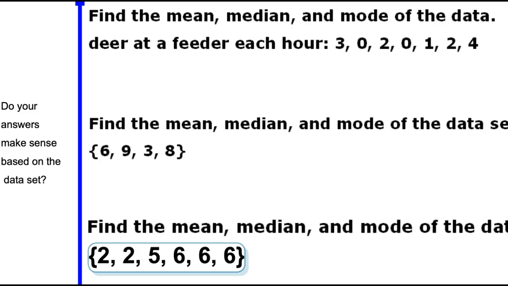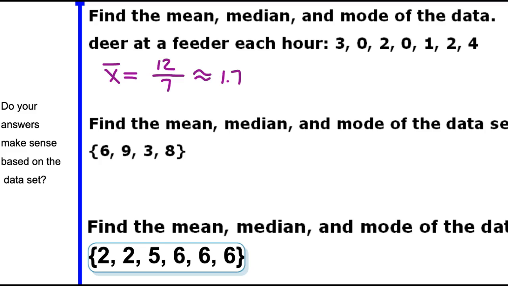Find the mean, median, and mode of this deer feeder data set for each hour. There are only 7 elements in this set. We'll show you how it's done, but normally this stuff is for bigger data sets than just 7 numbers. If you're finding the mean, which is the X bar, you have to add them all up and divide by however many there are. If you add 3, 2, 3, 0, 2, 0, 1, 2, 4 together, I believe you get 5 plus 7 is 12. So you get 12 sevenths, which I believe is approximately 1.7.